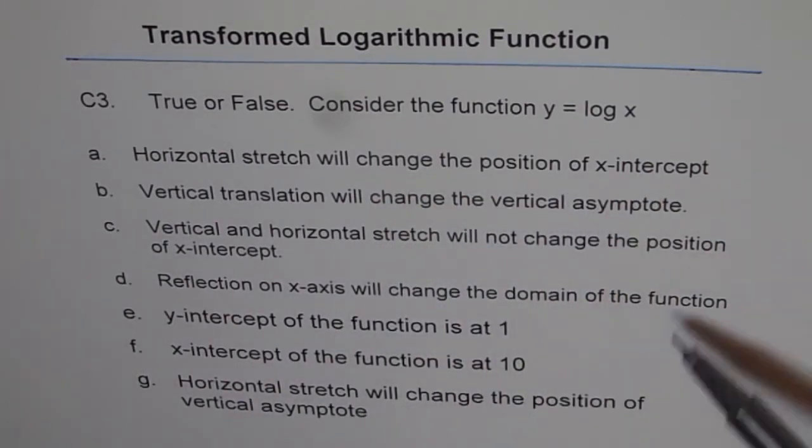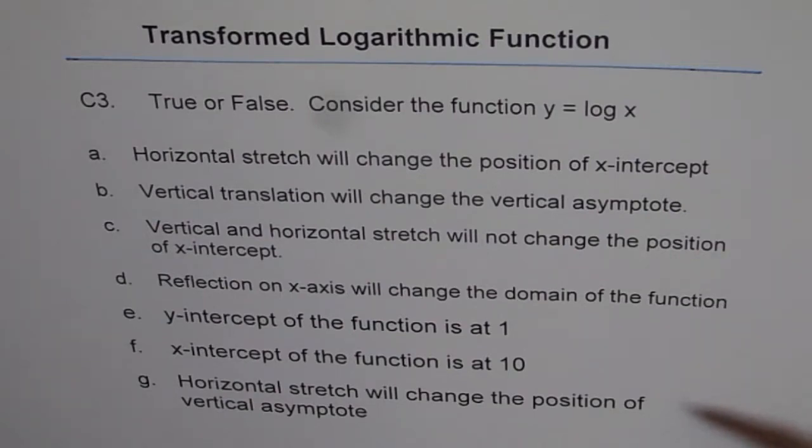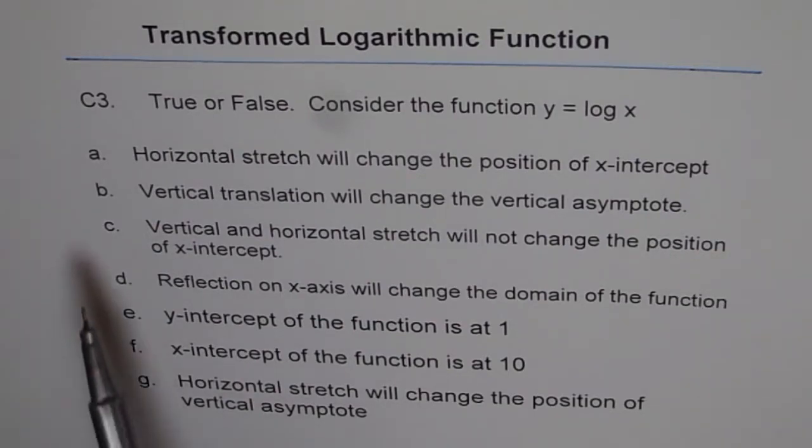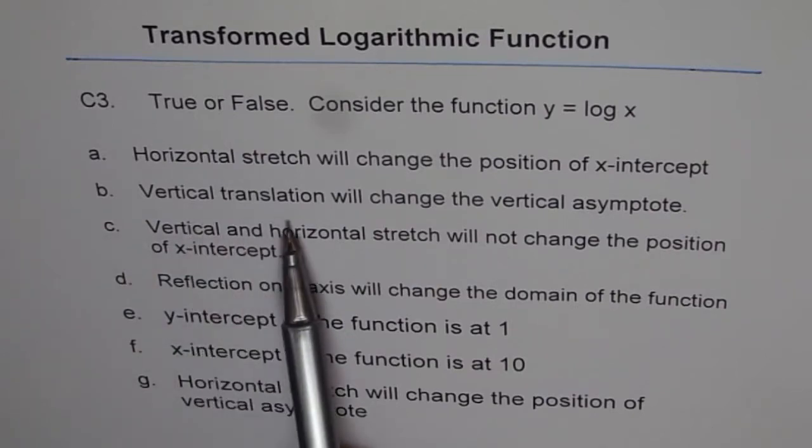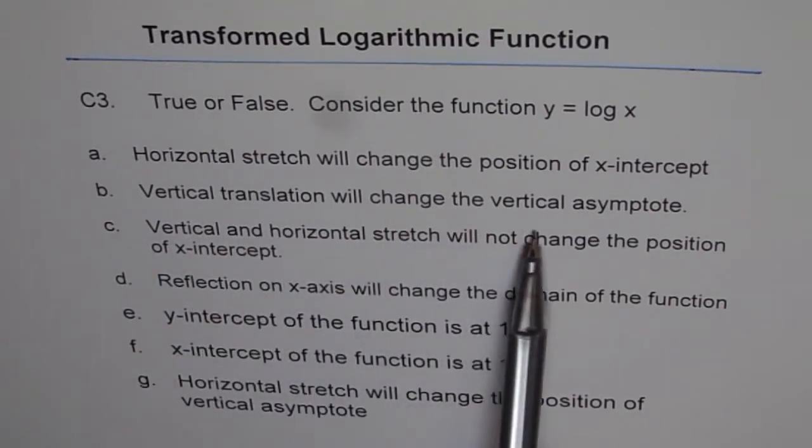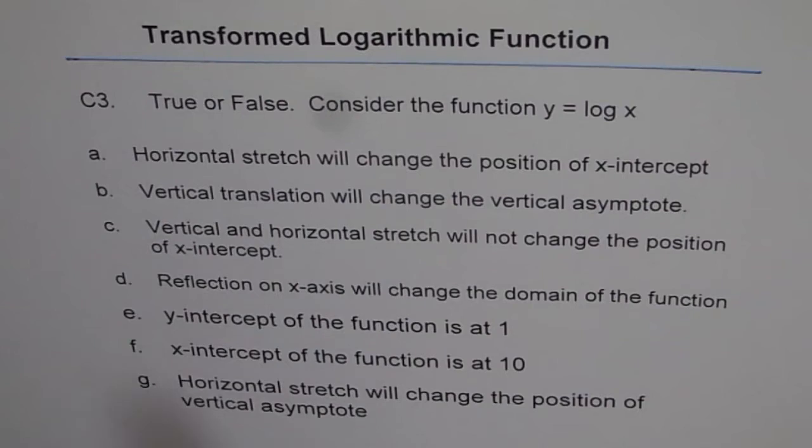I'd like you to read the questions and write down your answers, and then later check your answers. B. Vertical translation will change the vertical asymptote. True or false? C. Vertical and horizontal stretch will not change the position of the x-intercept. D. Reflection on the x-axis will change the domain of the function.